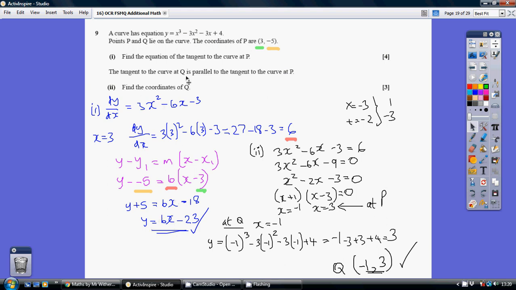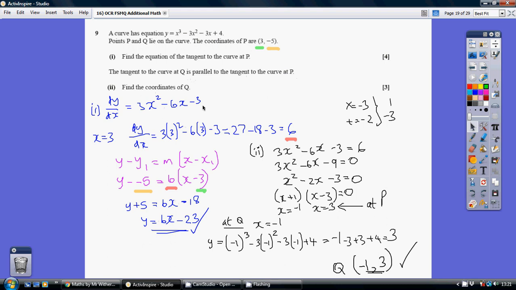Now we're told the tangent to the curve at Q is parallel to the tangent to the curve at P. Find the coordinates of Q. So we need to find out where the gradient is also 6, because where they are parallel, they're going to have the same gradient. So where does this curve have a gradient of 6?